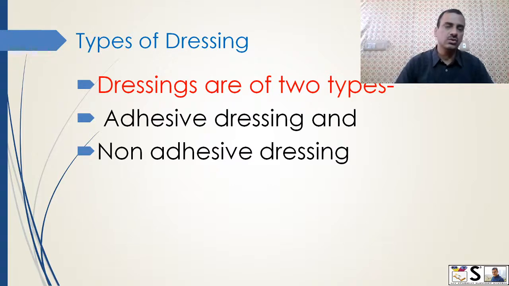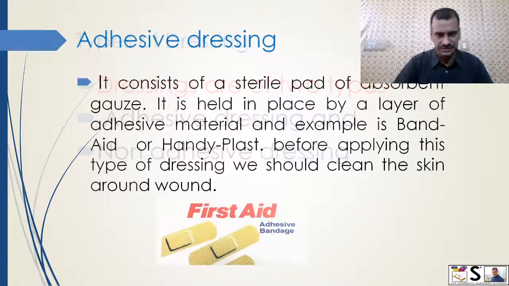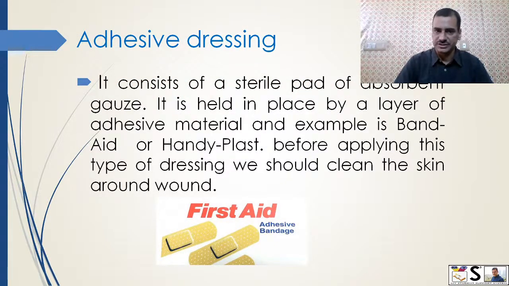What types of dressing are there? We have normally two types of dressings: adhesive dressing and non-adhesive dressing. Adhesive dressing consists of a sterile pad of absorbent gauze. It is held in place by a layer of adhesive material. Examples are Bandage and Handyplast that we get in the market. Before applying this type of dressing, we should clean the skin around the wound. This is the example here. This is the adhesive material, and in between here there is a sterile pad for the covering of the wound.